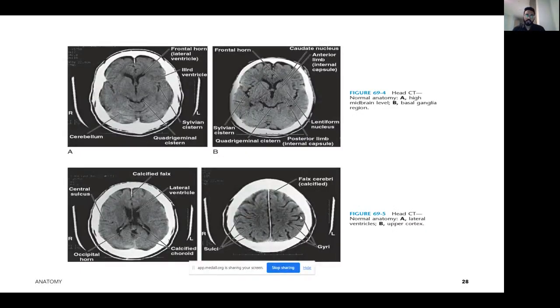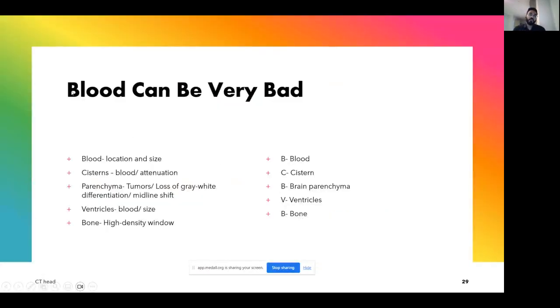The simplest mnemonic for an emergency physician will be blood can be very bad. So blood can be very bad. What does it stand for? B obviously stands for blood. C stands for cisterns. B for brain parenchyma. V for ventricles, and B for bone. So this is the order in which you're going to read the CT head.